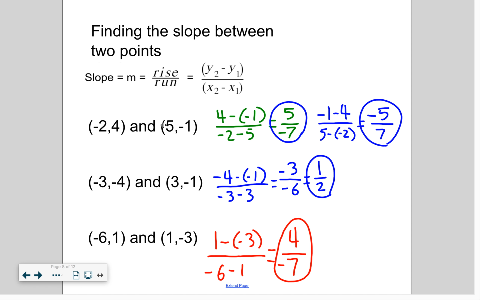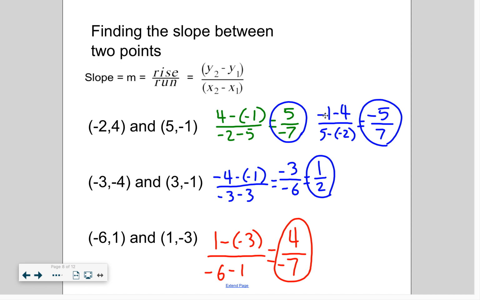So if I'm given 2 points, I'm going to take this point and subtract this y value, 4, minus this y value, negative 1. So 4 minus negative 1, subtract the negative, gets you 5. Now, over here, I did negative 2 minus 5, and that got me negative 7. So I got negative 5/7 here. Once again, you can reverse that if you want to. So you don't have to do 4 minus negative 1.